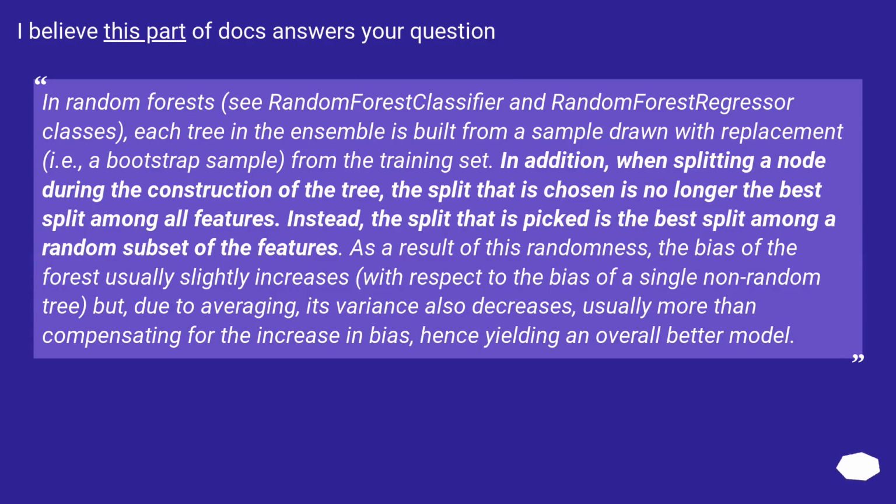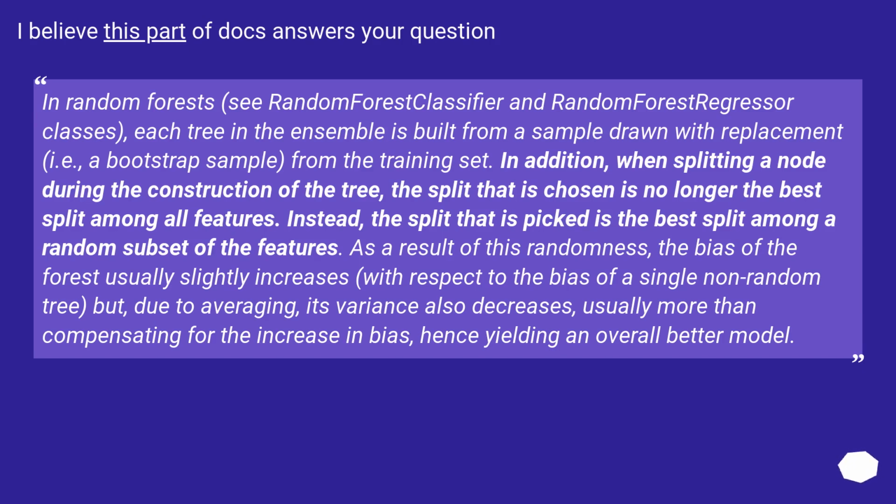I believe this part of the docs answers your question. In random forests, see the RandomForestClassifier and RandomForestRegressor classes, each tree in the ensemble is built from a sample drawn with replacement, i.e., a bootstrap sample, from the training set. In addition, when splitting a node during the construction of the tree, the split that is chosen is no longer the best split among all features. Instead, the split that is picked is the best split among a random subset of the features.